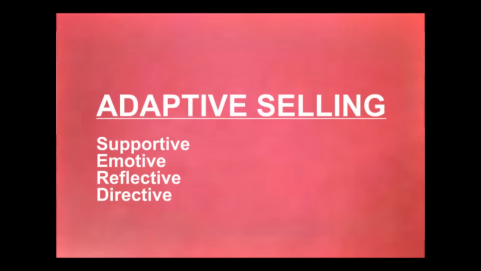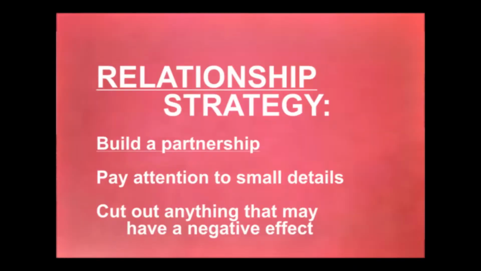In adaptive selling, there are 4 strategic areas of personal selling. The idea is you may have to use a different approach with different people to win them over to your side. You can be dealing with people whose types are supportive, emotive, reflective, or directive. There's the relationship strategy. Now think of this as building the partnership, because the customer wants a quality product and a quality relationship. Make sure you pay attention to the small details and avoid anything that will cast you in a negative light on that first meeting.